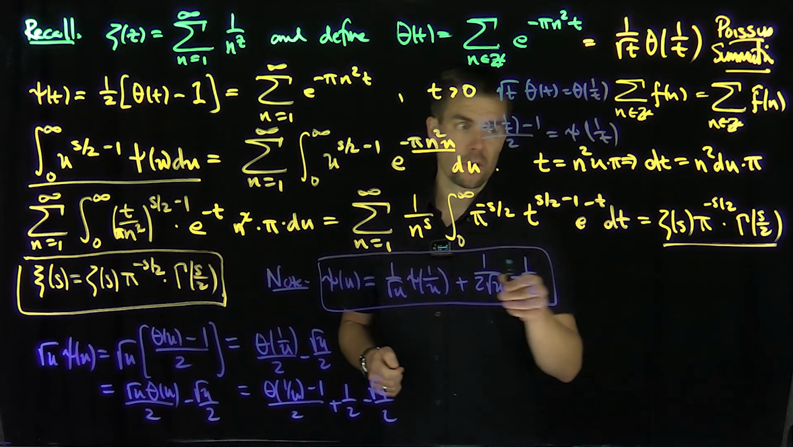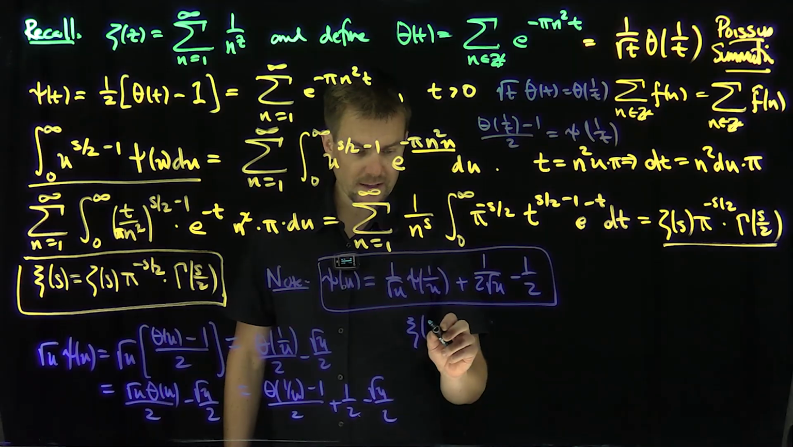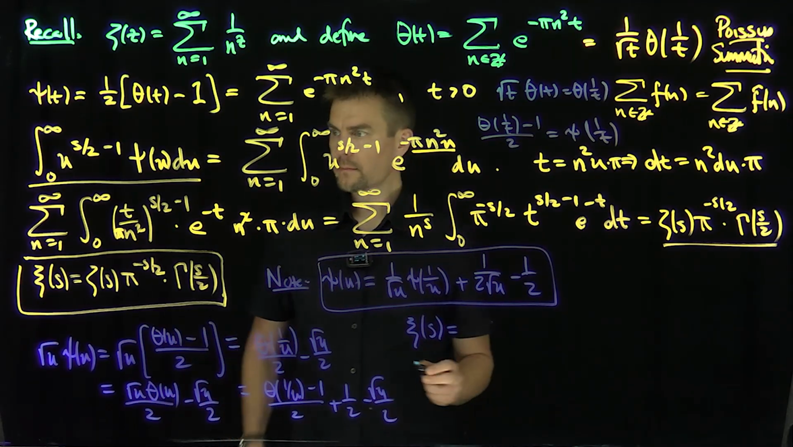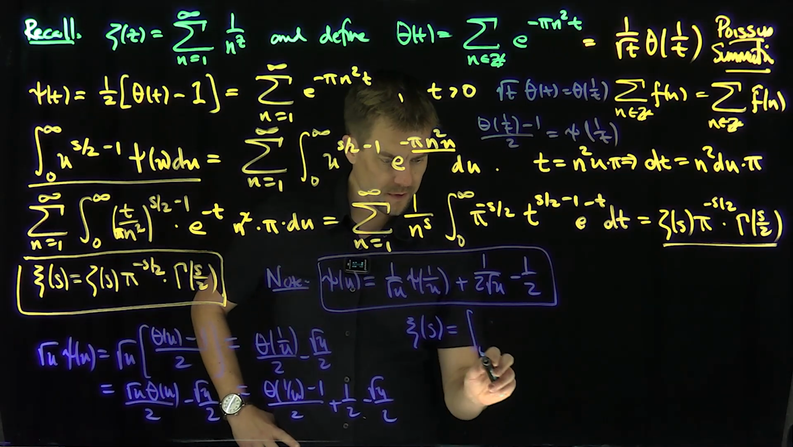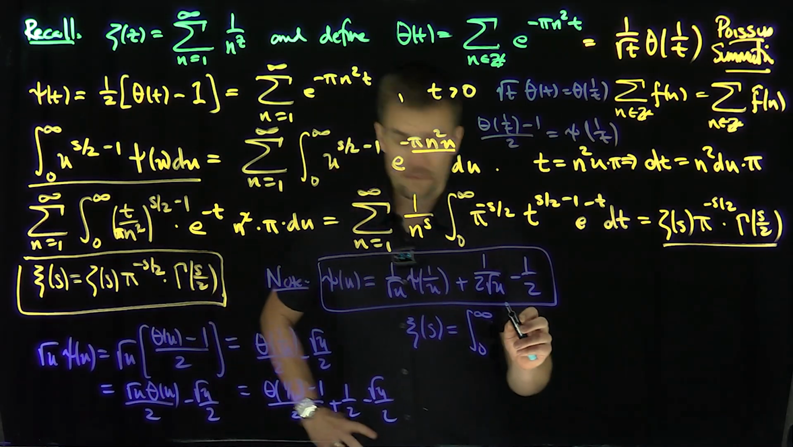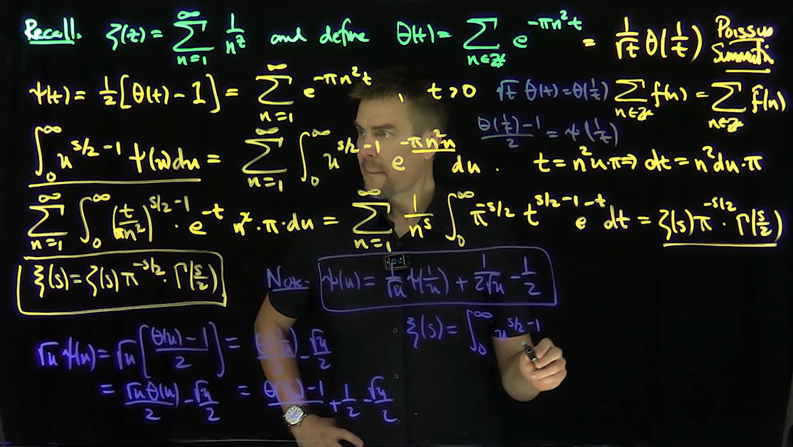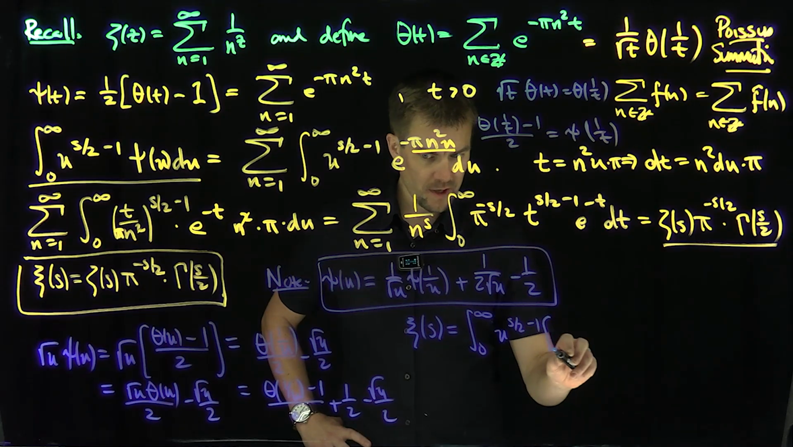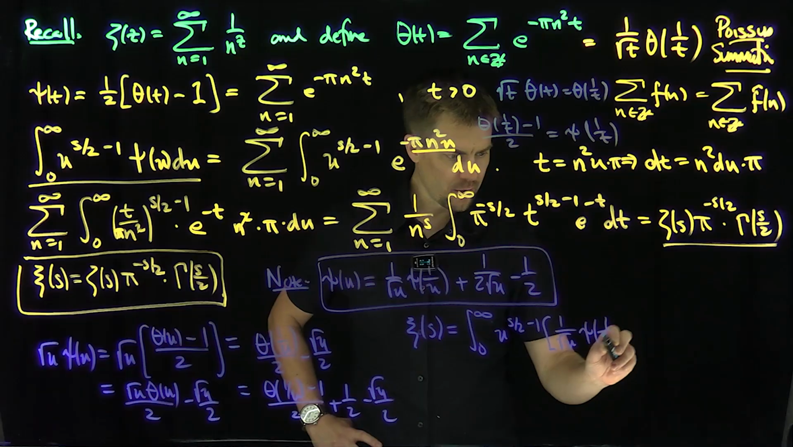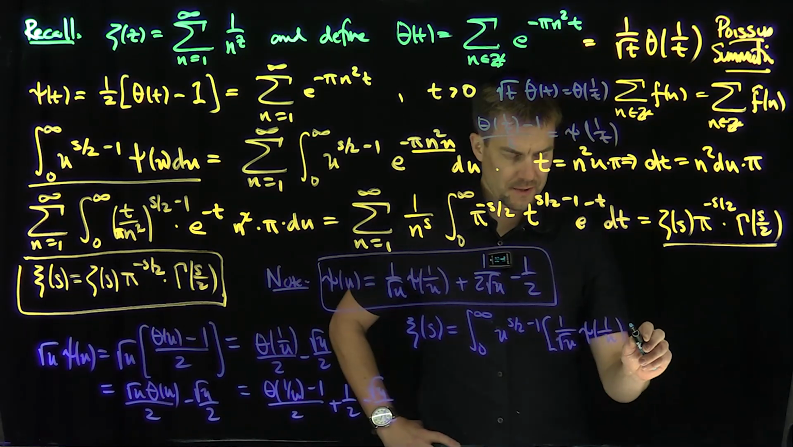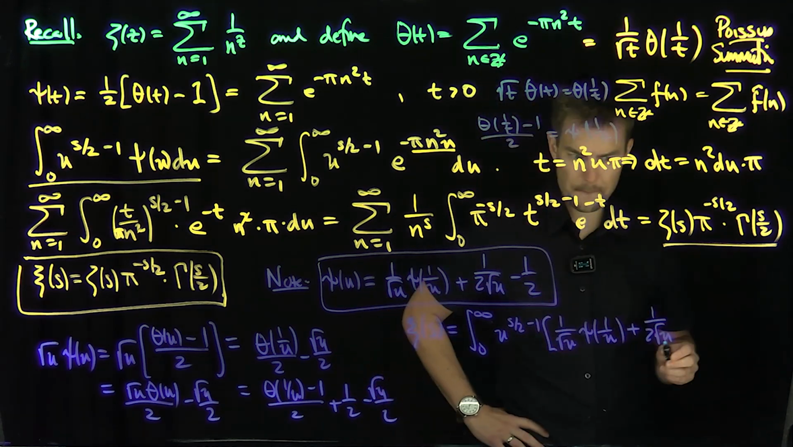is I can plug that into the formula over here and conclude what? I can conclude that xc of s, for example, is going to be this integral over here, right? Is going to be this integral, the integral from 0 to infinity of u to the s over 2 minus 1. And then instead of psi of u, I'm going to plug in this thing over here, 1 over root u psi of 1 over u, and then plus 1 over 2 square root of u, right?